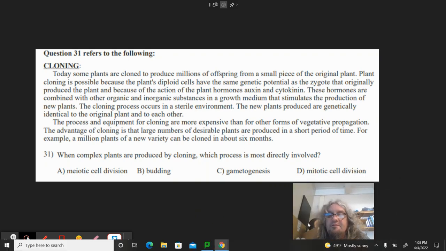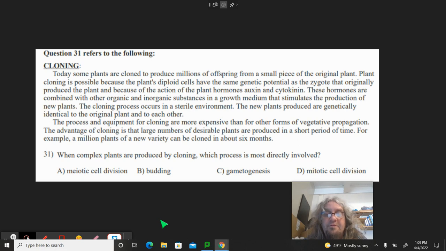Question 31 refers to the following. Cloning. Today, some plants are cloned to produce millions of offspring from a small piece of the original plant. Plant cloning is possible because the plant's diploid cells have the same genetic potential as the zygote that originally produced the plant, and because of the action of the plant hormones auxin and cytokinin. These hormones are combined with other organic and inorganic substances in a growth medium that stimulates the production of new plants. The cloning process occurs in a sterile environment. The new plants produced are genetically identical to the original plant and to each other.